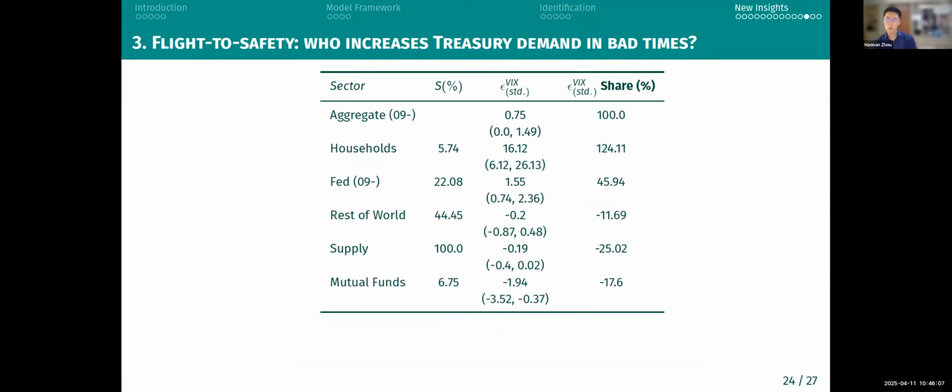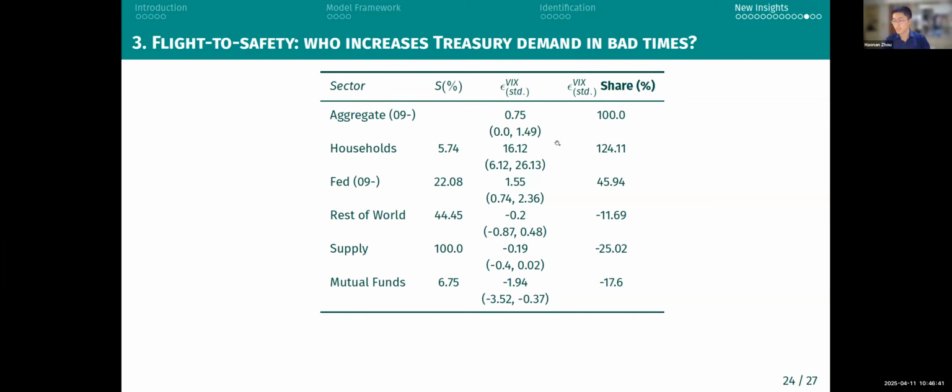Finally, very quickly, we want to look at flight-to-safety episodes because it informs us about how to best write down a model of, let's say, convenience yields or dollar shocks, which is gaining traction in the international macro literature. What we find is essentially that if you look at the rest of the world's demand loadings on VIX, it's a negative number instead of a positive number. So on average, there's not a lot of significant evidence to claim that foreign investors are the main ones that fly to safety. But you can see that a lot of the contributors are US households.